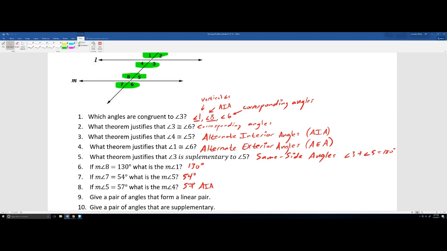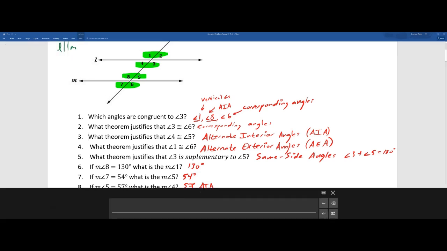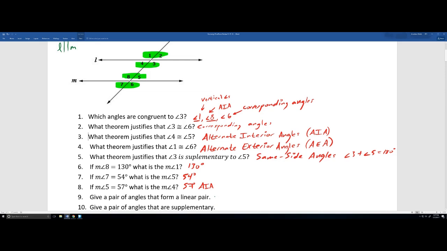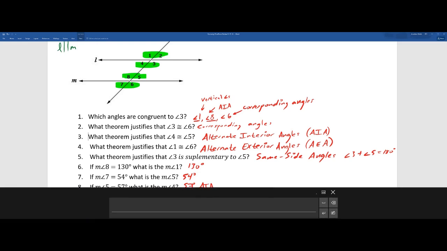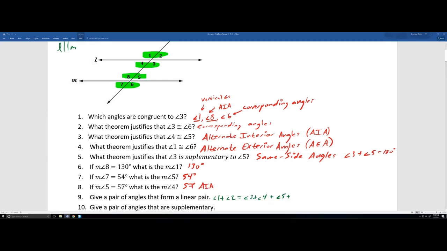Now, let me write that out real quick. I'll write it out in this idea that angle 1 plus angle 2 is the same as angle 3 plus angle 4 plus the measure of angle 5 plus, or I'm sorry, this is equal. Let me clean that up. So fun fact, all of these linear pairs are supplementary. That means they all add up to 180.